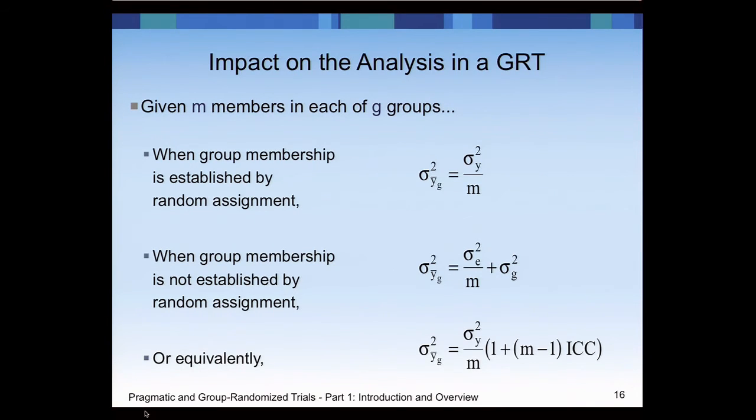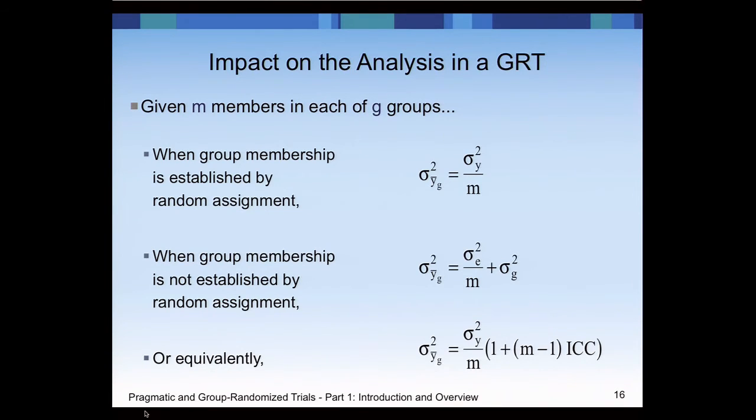What's the impact on the analysis? That's shown here. If we establish group membership by random assignment, that is, randomly assign members to groups, the variance of the group mean, written sigma squared y bar sub g, is simply the usual variance of the dependent variable, sigma squared y, divided by m, which is the number of observations contributing to the mean. So you've all seen this formula before. You saw it in your first graduate statistics course. You just haven't seen it with my notation. This is the variance of a mean, which is always the usual variance divided by the number of observations contributing.